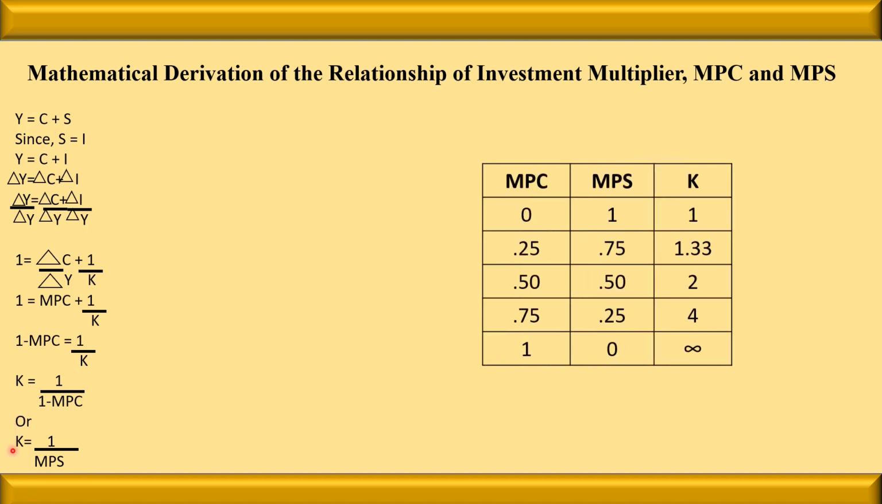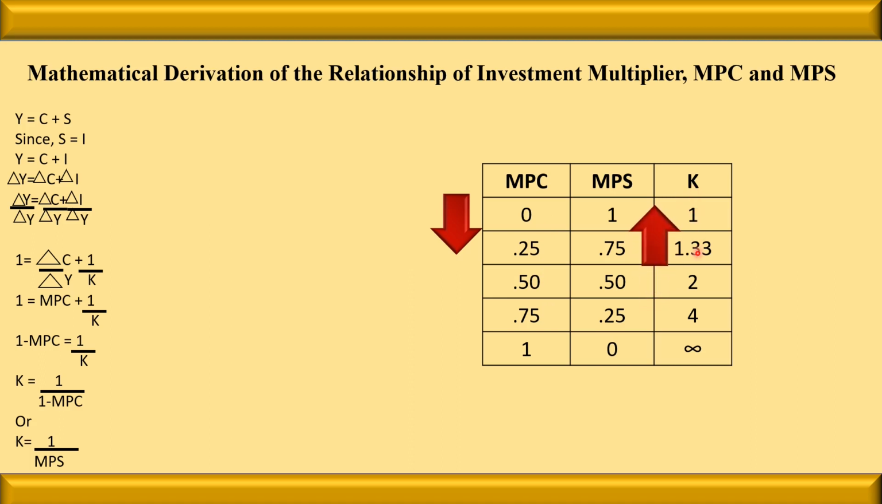As we have discussed earlier, in the case of multiplier and MPC there exists a direct relationship. Here we can say when the MPC increases, multiplier is also increasing. When the MPC is 0, multiplier is 1. When the MPC is 0.25, multiplier is 1.33. When the MPC is 0.5, investment multiplier becomes 2. So here we can see that with the increase in MPC, investment multiplier is also increasing.